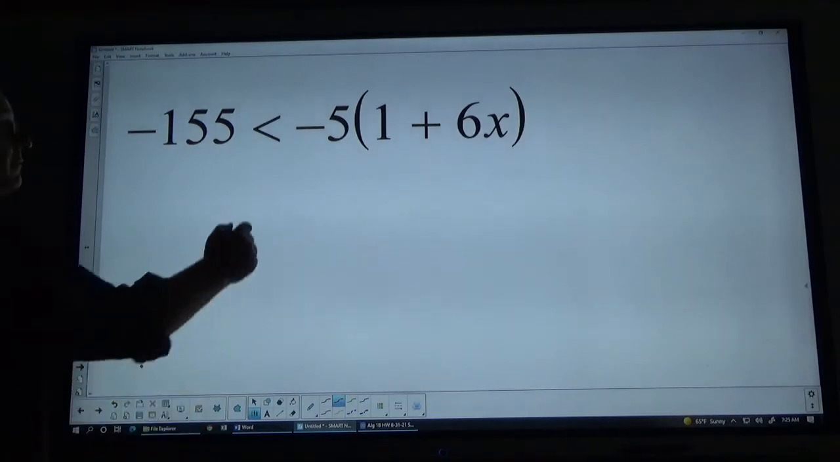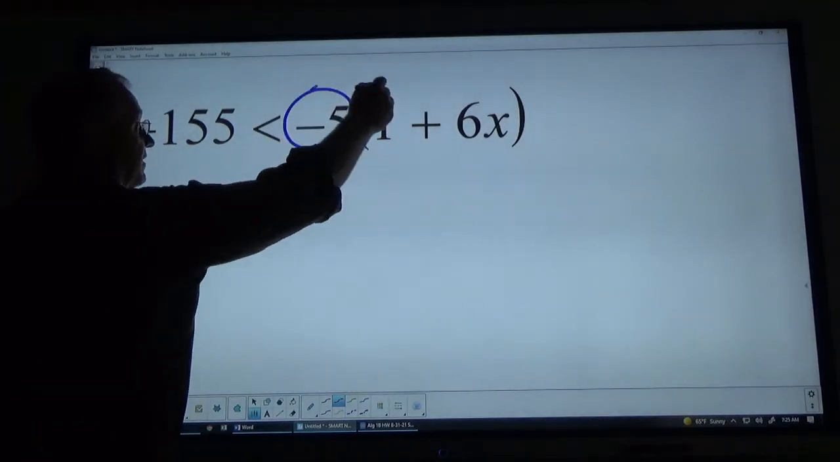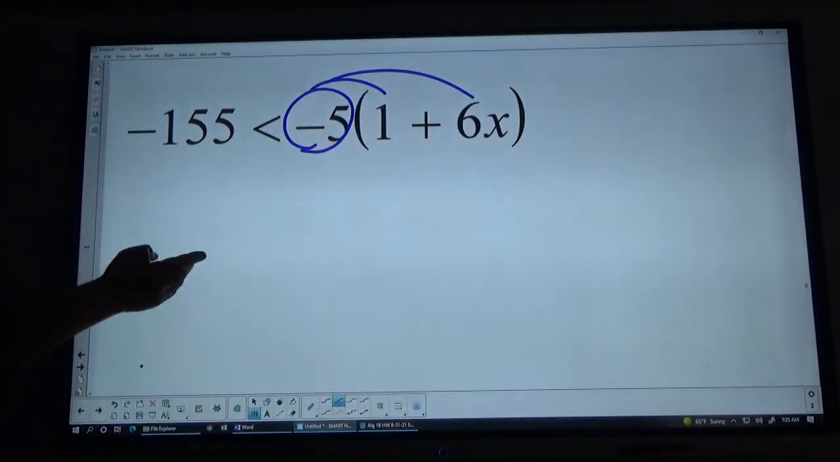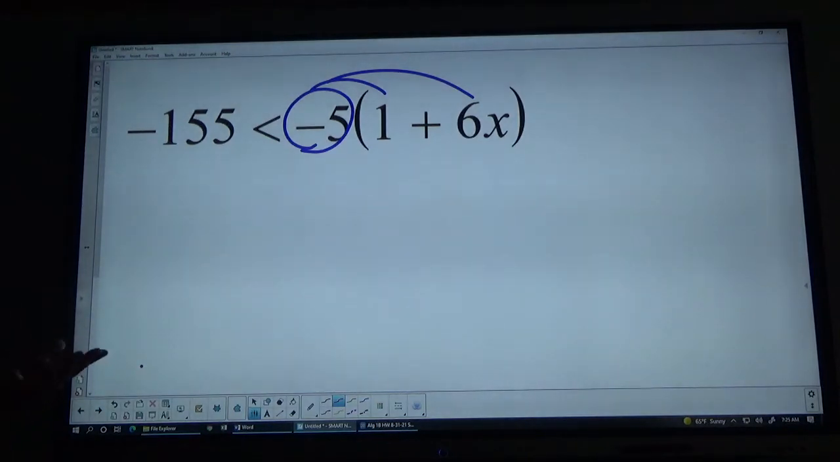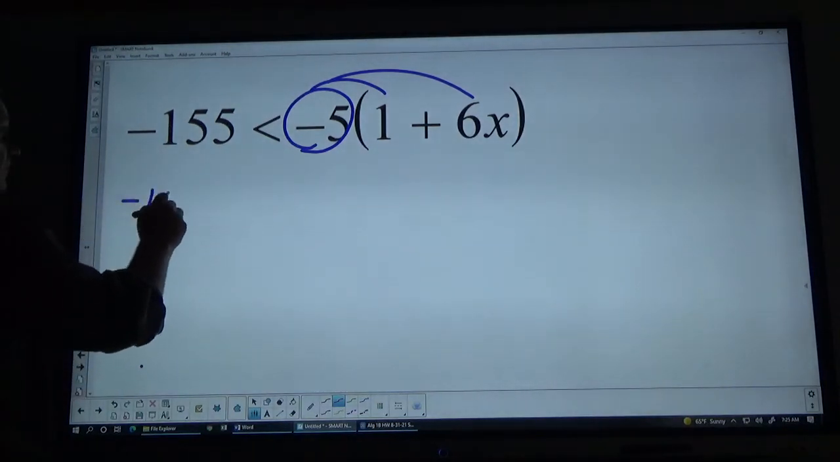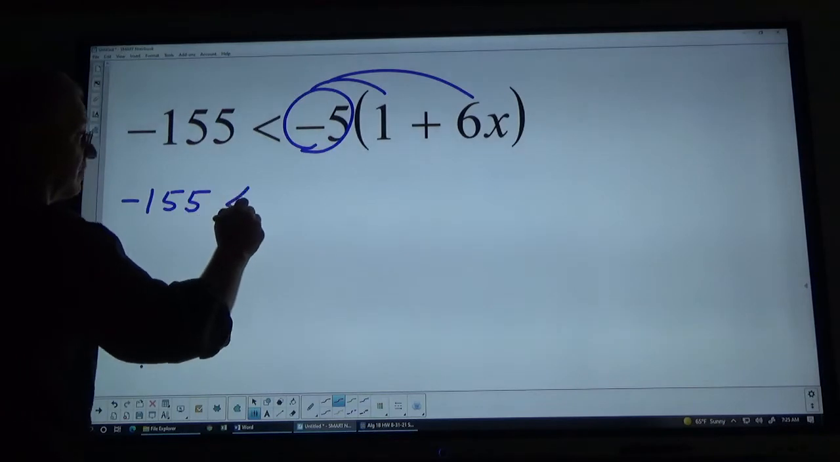So the first thing I'm going to do is I'm going to distribute the negative 5, or you can switch sides at this point if that's preferable for you.